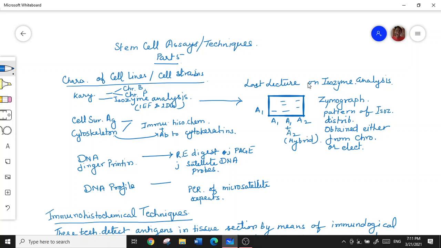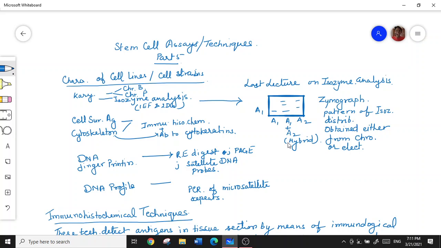In the last lecture on isozyme analysis, we have talked about electrophoresis, and this is zymograph, which is the pattern of isozyme distribution obtained either from chromatography or electrophoresis. In this, you can see that if this is A1 is one species, A2 is another species, and it is checked for one particular enzyme, then it has a single form of enzyme, and A2 has two forms of one enzyme, and if they are mixed, we get these three bands.